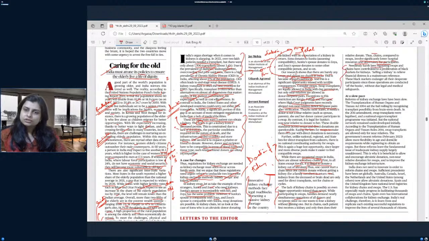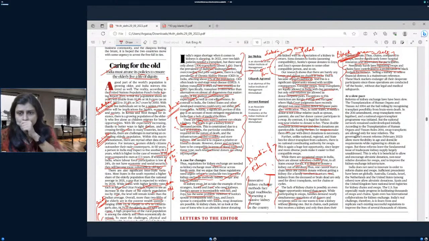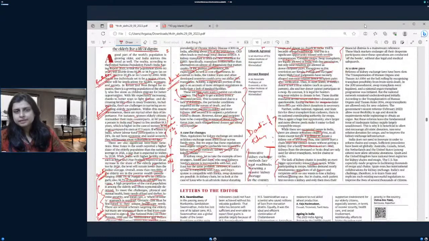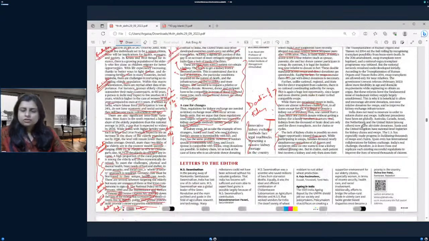So, needlessly harsh laws regulating swaps and chains have contributed to a proliferation of black markets for kidney. That means, why are they giving you these legal roadblocks? And why is this happening? Because ultimately there is a black market of organ selling. This black market would evolve, and that is the reason why so many legal roadblocks have been put on. Now, at a slow pace, what is happening? Reforms of kidney exchange laws have been slow.